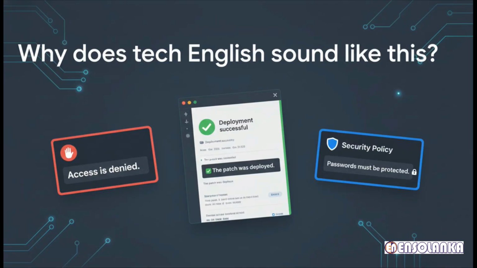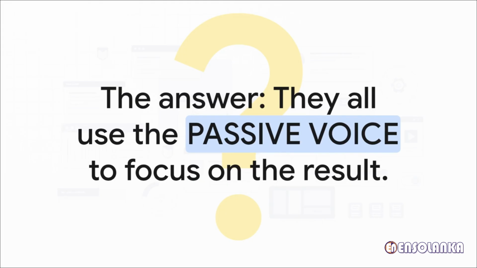Have you ever noticed how many tech messages have this specific sound? Things like, access is denied, the patch was deployed, or passwords must be protected. You see them in system alerts, in your commit messages, security policies. They're everywhere. So what's the one thing they all have in common? You guessed it, it's the passive voice.